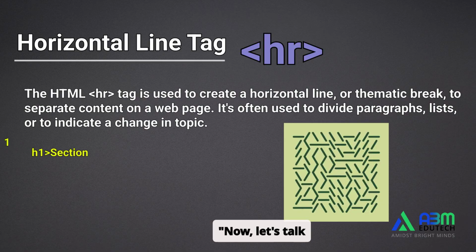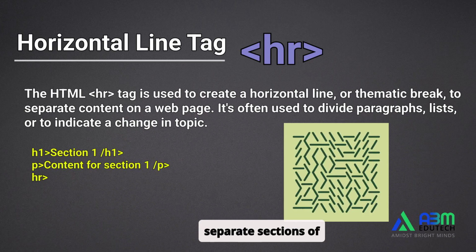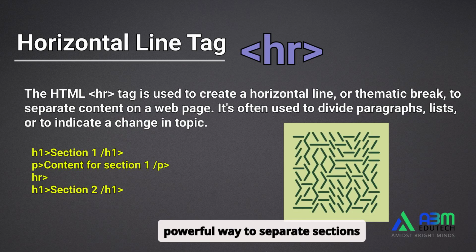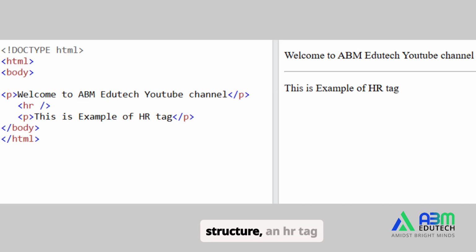Now, let's talk about the horizontal rule tag, HR. This tag is used to create a horizontal line, often used to separate sections of content. It's a simple yet powerful way to separate sections on a web page. Often used to indicate topic changes or to improve visual structure, an HR tag draws a horizontal line across the page. For instance, you can divide different sections in your personal blog or article using this tag.